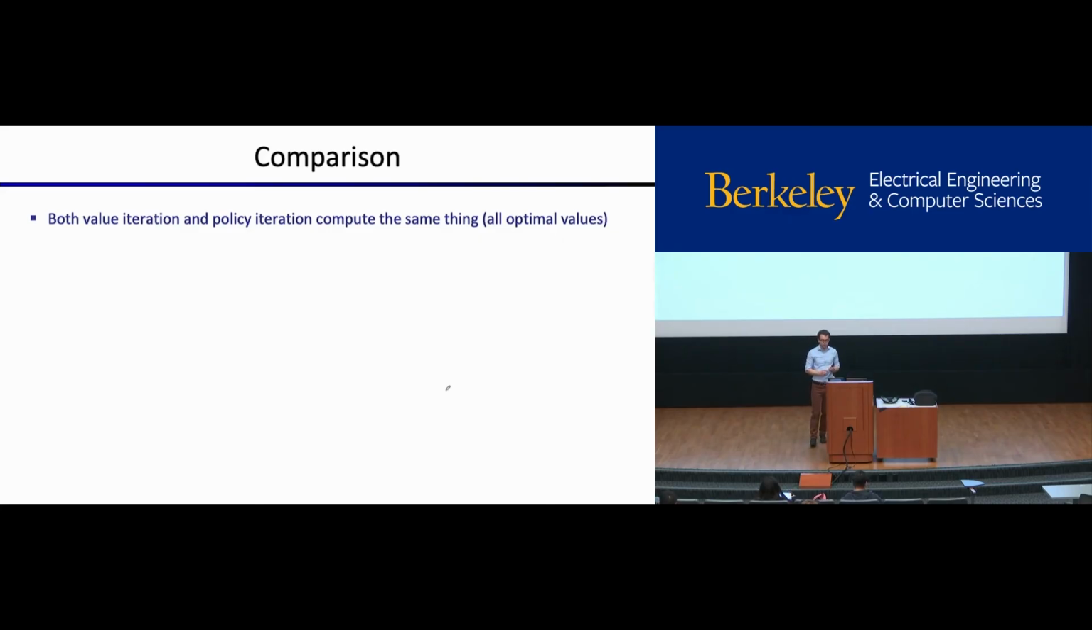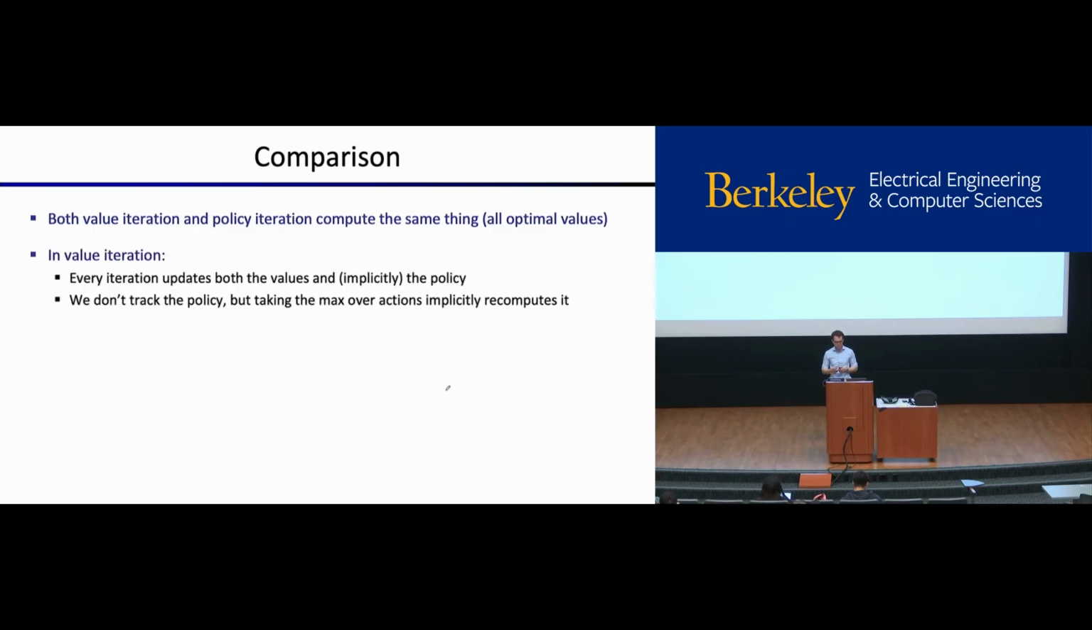Both policy iteration and value iteration will compute the same thing. And you might be thinking, hey, these feel very similar. I actually don't know which one is which. I'm confused between the differences between value iteration and policy iteration, policy evaluation and policy extraction. What are all these things? So in value iteration, every iteration updates both the values and implicitly also updates the policy because we have this argmax over actions. We don't track the policy explicitly, but we're taking this maximum over actions, and that sort of amounts to recomputing it at every time step.